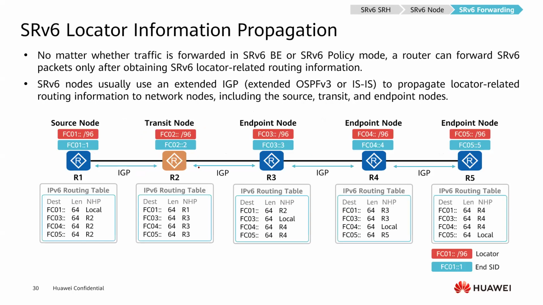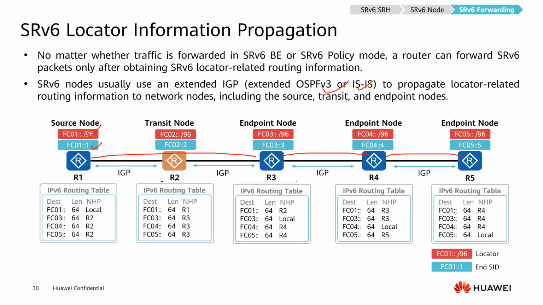Okay, so how to do the forwarding? Let's take an example here. Let's assume the network looks like this: R1, R2, R3, R4, and each of them has a locator and an End SID. And this locator will be advertised by the extended OSPF or IS-IS, so they will exchange with each other.